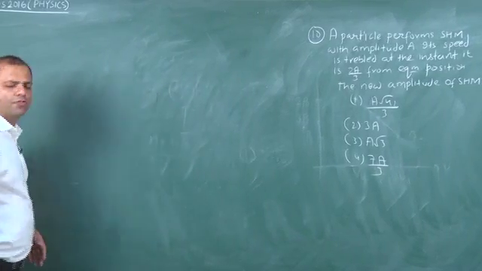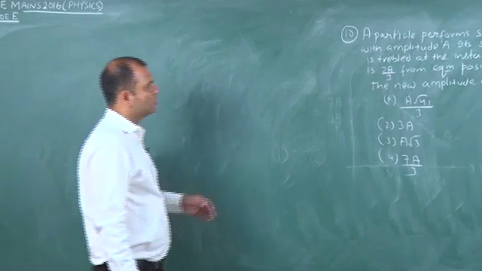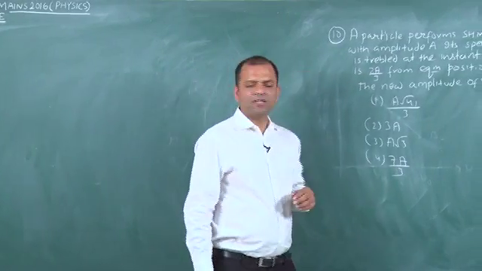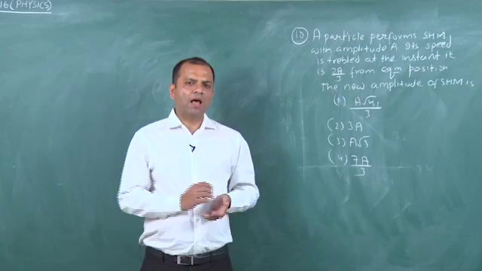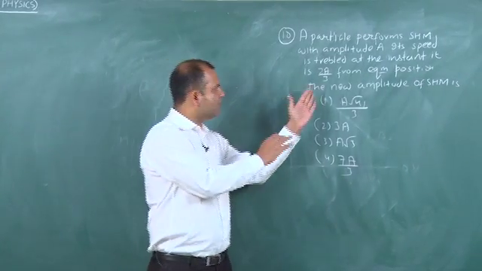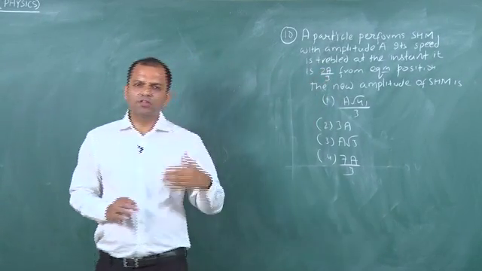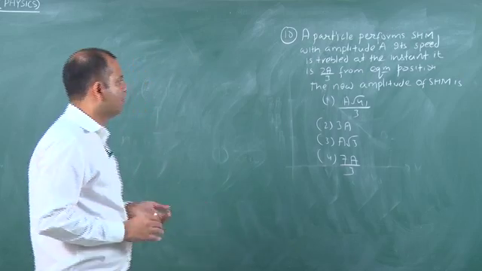Question number 10, this question is from chapter SHM, simple harmonic motion. A particle performs SHM with amplitude A, and when it is at a particular displacement from mean position 2a by 3, its velocity is trebled. What is the new amplitude?